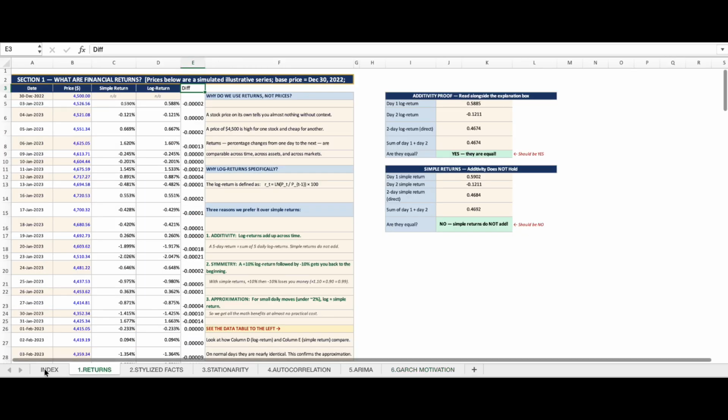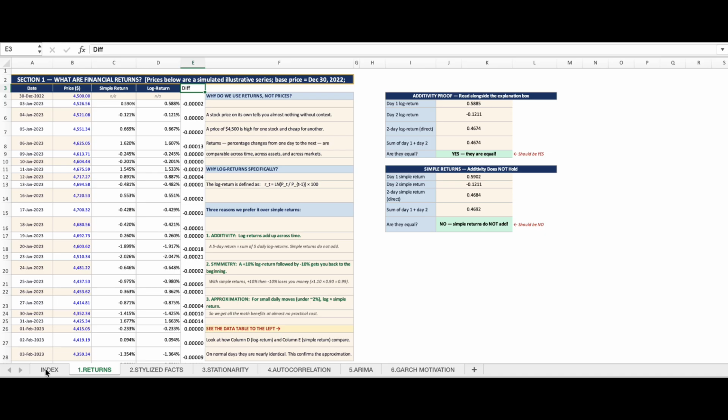So the project has two parts. Part one is entirely in Excel because this is where you will actually understand it. And when you can trace a formula cell by cell, when you can see the number change when you change one input, that is, I feel, when the concept clicks.